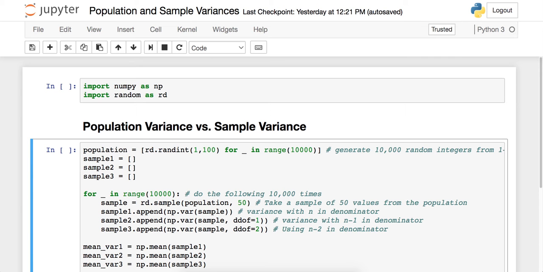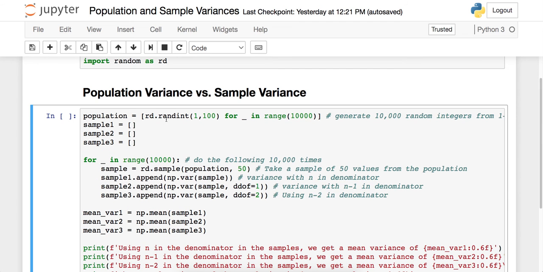I might link that eventually here. But I'm going to import NumPy as np and random as rd. NumPy will allow me to do the calculations, and random will allow me to generate random values. So I'm going to walk you through the code here, so that way, if you want to try this out, you're free to do so.